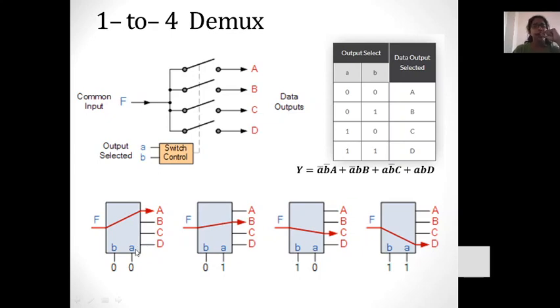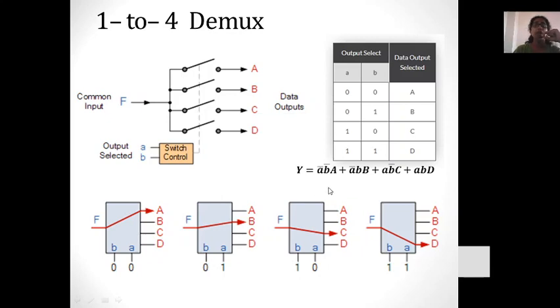Then let's write the logic equation of this table. And what will be the logic equation? Sum of product equation. Now you are very expert in writing the fundamental product equation, I hope so. The equation is: A bar B bar A plus A bar B B plus A B bar C plus A B D. I hope you got the equation. This is the logic equation of a 1 to 4 demultiplexer.